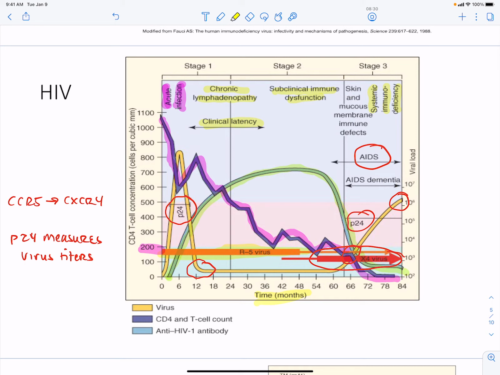Now, typically, you're not going to die from HIV. You're going to die from a secondary infection. And so over here, you have secondary infections. You get pneumonia, you get meningitis, things of that sort.